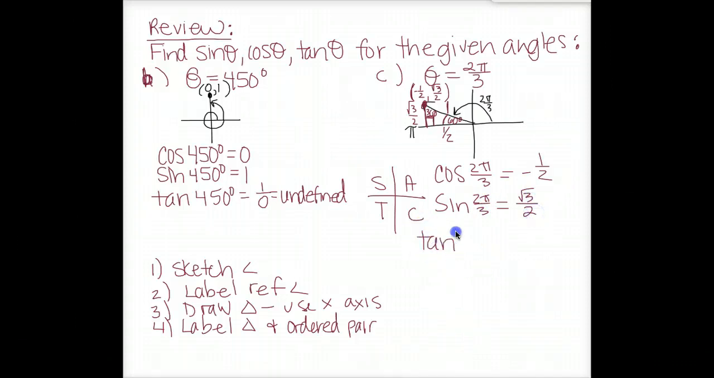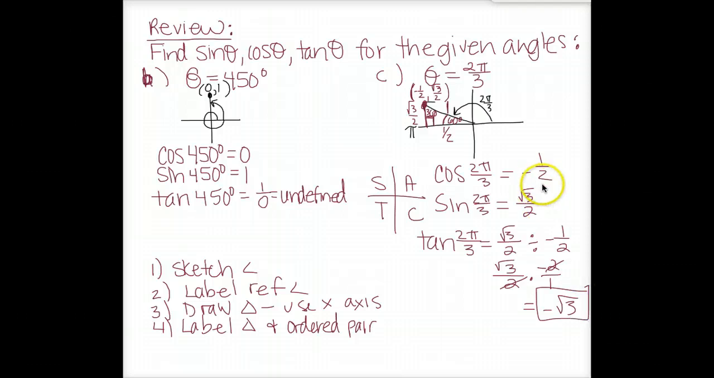And then again, we get the tangent by doing the sine value divided by the cosine value. So radical 3/2 divided by negative 1/2. Remember that when we divide fractions, we're really multiplying by the reciprocal. So the reciprocal of negative 1/2 is negative 2/1. So these can cross reduce, and I end up with negative radical 3. And that is my tangent. Here is my sine. Here is my cosine. And then I'm done.